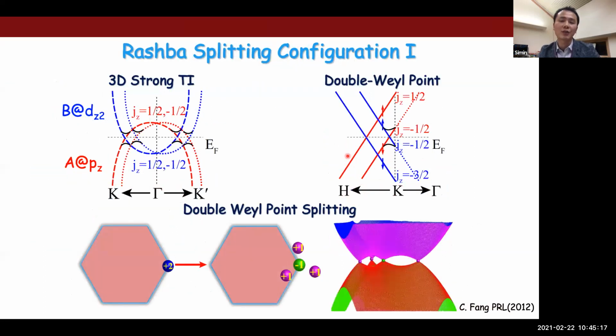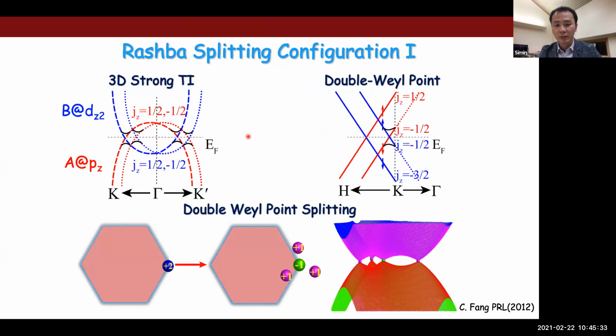Okay, let's focus on configuration 1 first. If there is a band inversion at the gamma point, the band crossings around the gamma point will open a band gap due to the same Mz, and the system is a three-dimensional strong topological insulator.